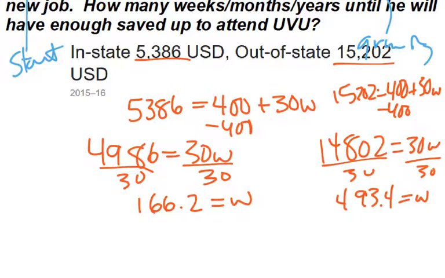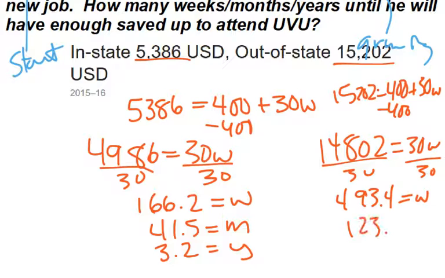Okay. Now, how would we change this into years or months? Well, months, we'd take 166.2 and probably divide it by about 4. So it'd be about 41.5 months. For years, I'd take 166.2 and divide it by 52, because there's 52 weeks in a year, on about 3.2 years. And I could do the same thing for 493.4, divide by 4, roughly that's 123.4 months, and then dividing by 52 would be about 9.5 years. All right?